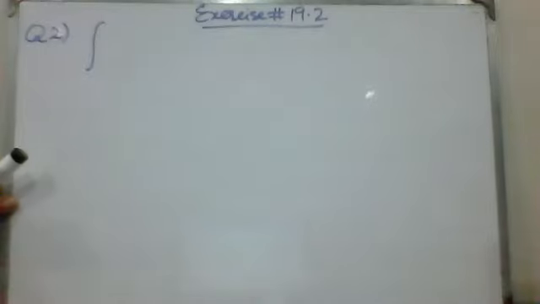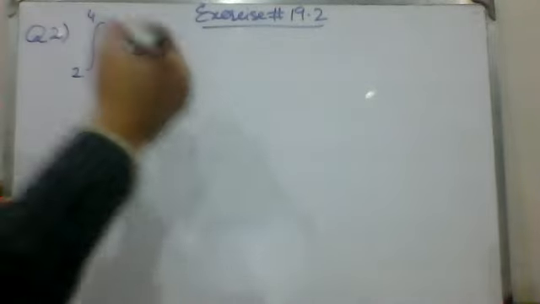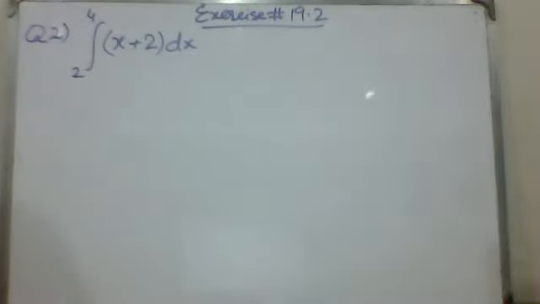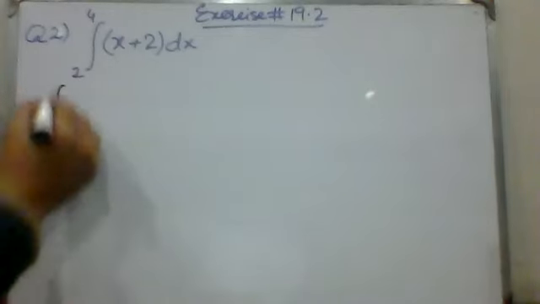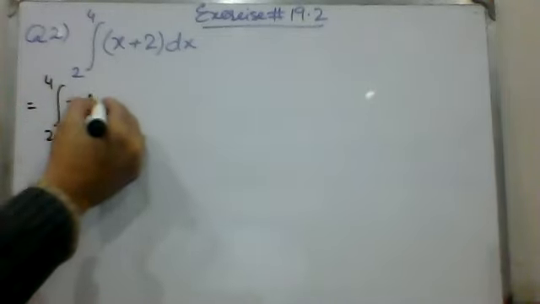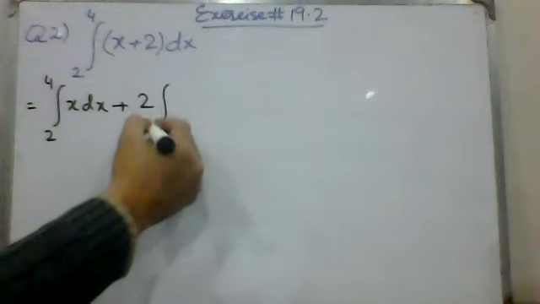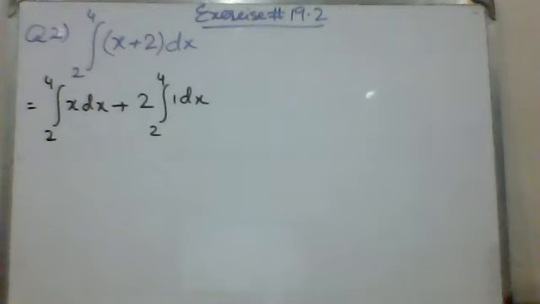Question number 2 says: integral from 2 to 4 of (x plus 2) dx. Now apply the integral separately on each term. Here, integral from 2 to 4 of x dx, plus, shifting the constant outside, 2 times the integral from 2 to 4 of 1 dx. So we apply the integral separately on both terms, and the constant is shifted outside.